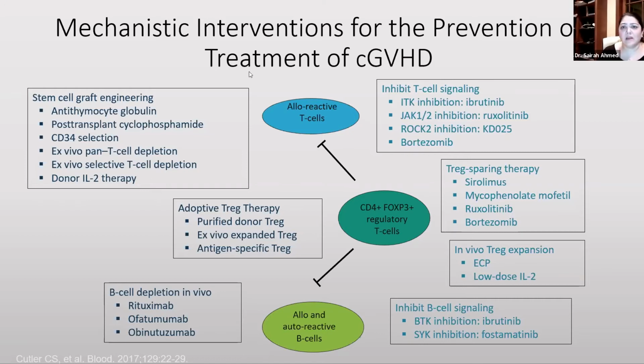thought. In terms of treatment, there are other pathways that have been found, including the BTK pathway and the ROCK2 pathway. There are other Treg sparing therapies, which include sirolimus, MMF, ruxolitinib, bortezomib. And again, you can use ECP photopheresis and low-dose IL-2.